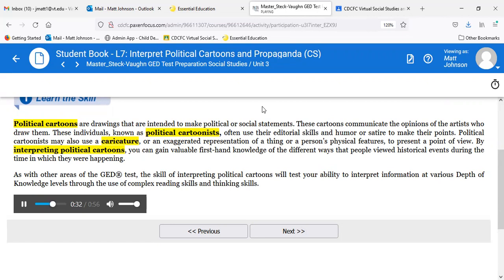By interpreting political cartoons, you can gain valuable first-hand knowledge of the different ways that people viewed historical events during the time in which they were happening. As with other areas of the GED test, the skill of interpreting political cartoons will test your ability to interpret information at various depth of knowledge levels through the use of complex reading skills and thinking skills.